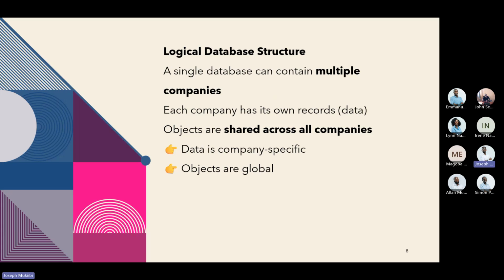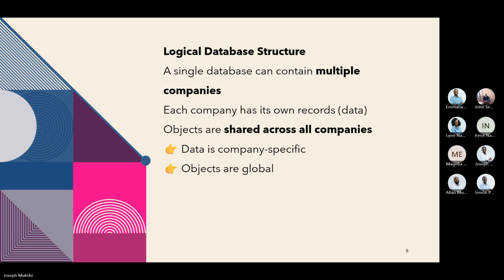So a single company contains multiple companies. Each company has its own records and data, but objects are shared across all companies. Data is company specific, but objects are global.